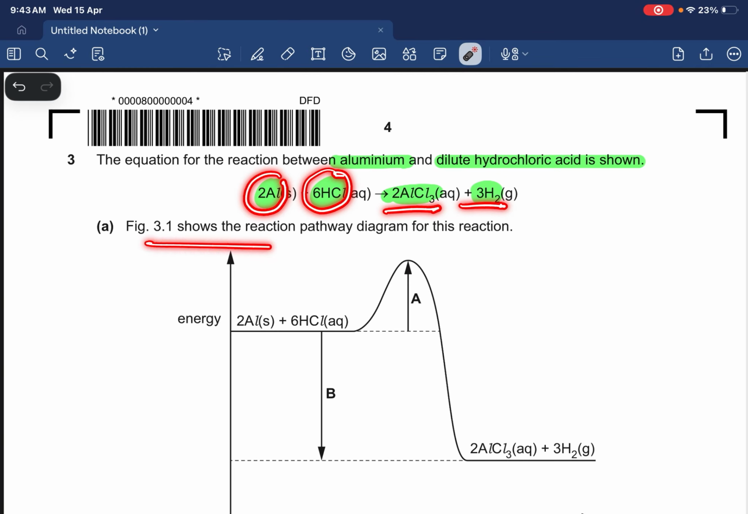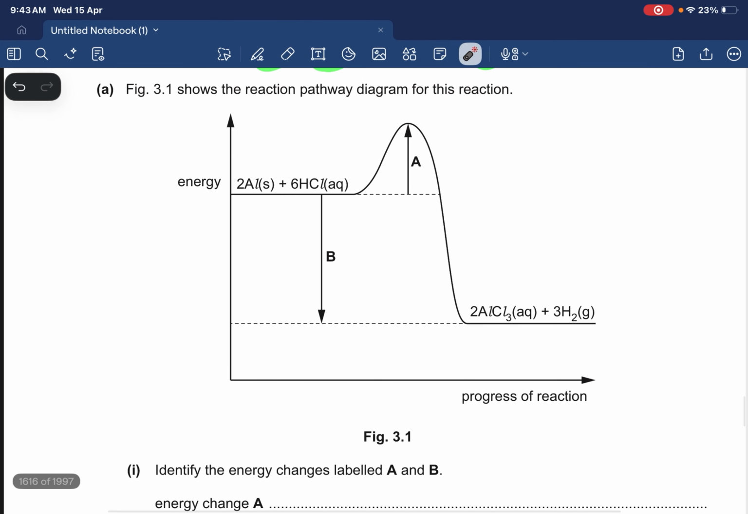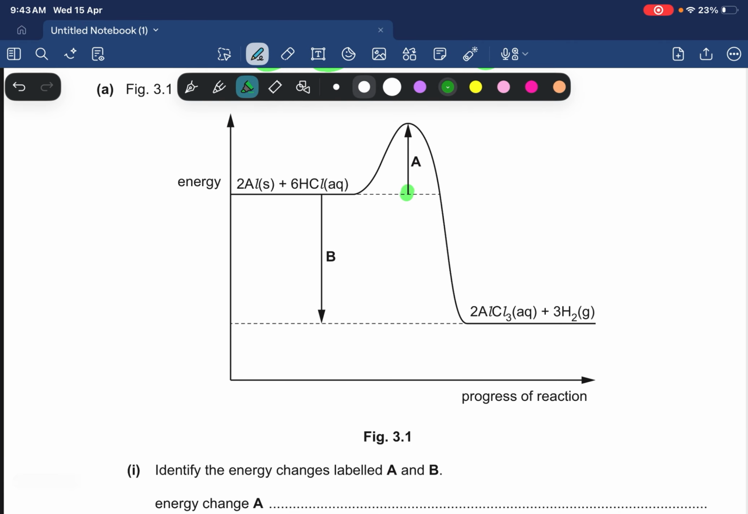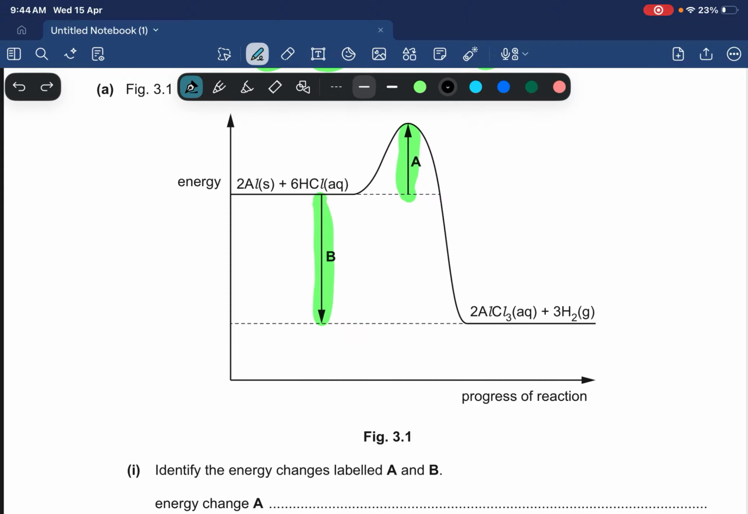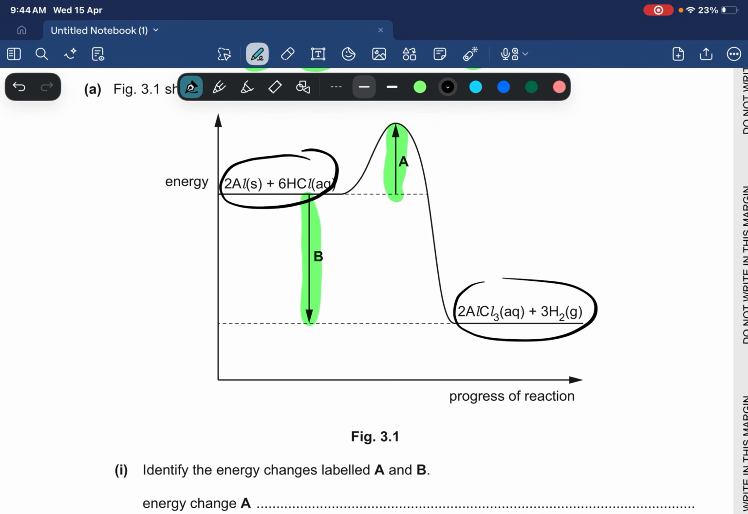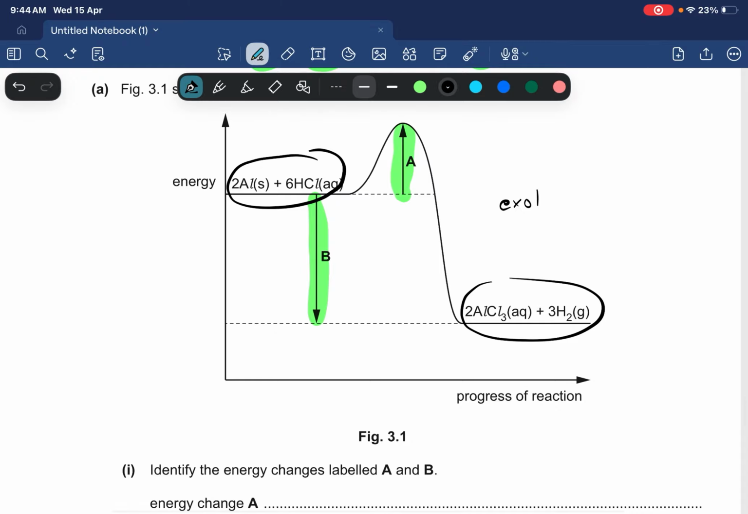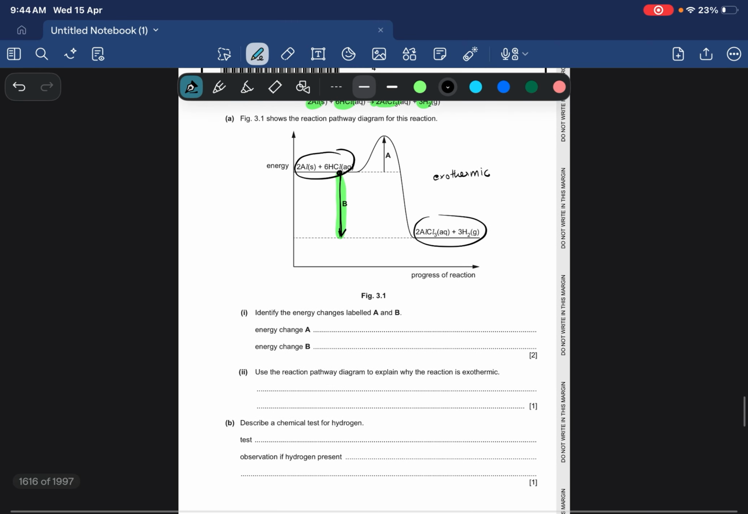Figure 3.1 shows the reaction pathway diagram for this reaction. Okay. This is the activation energy. This is the enthalpy change. How do we know it? First, you have to determine whether this is an exothermic reaction or an endothermic reaction. Look, reactants are above, products are below. So this is an example of an exothermic reaction. And you know, for exothermic reactions, from your reactants to the peak, your activation energy lies. And over here, the delta H is something like this. So identify the energies, label A and B.